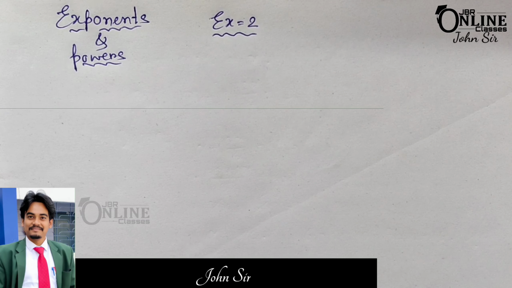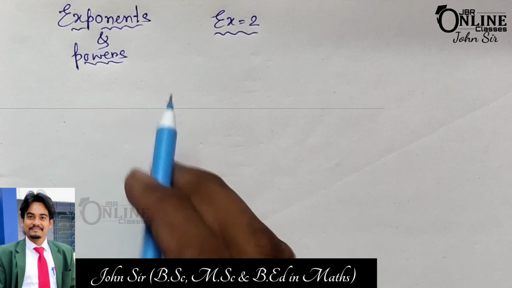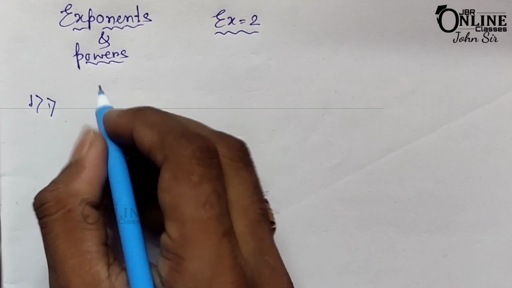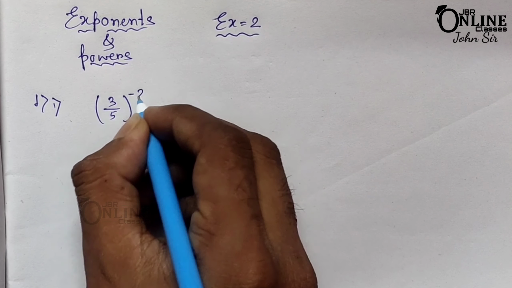Hello everyone, so today I am going to start exercise 2 from the book of M.L. Agarwal, and here the chapter is exponents and power. So here the first problem, number 1, is (3/5) to the power minus 2.